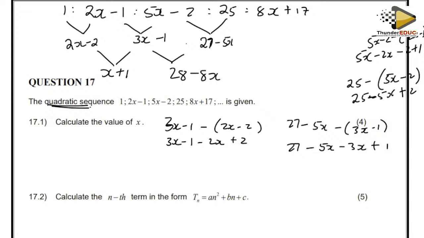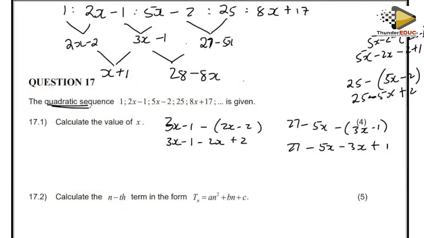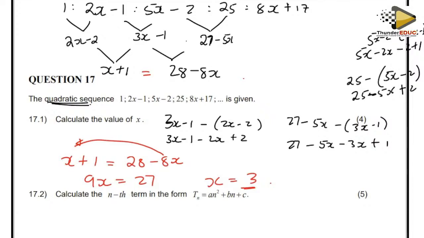So we know that the second differences have to always be the same, or constant. So I'm going to equate this to that. So x plus 1 is 28 minus 8x. Then I'll transpose, move this that side. I have 9x is equal to 27. Divide both sides by 9, which means x is a 3. Okay. Then they want us to get the nth term.